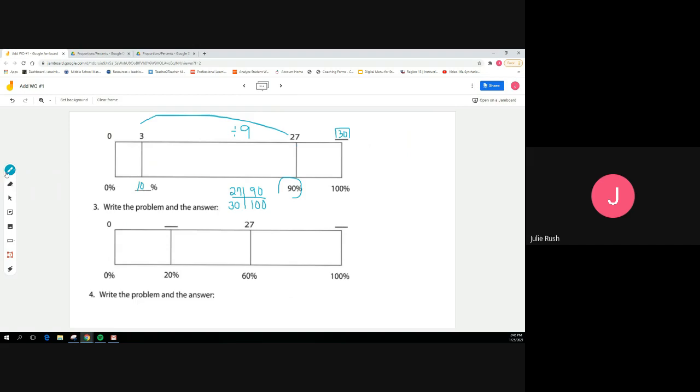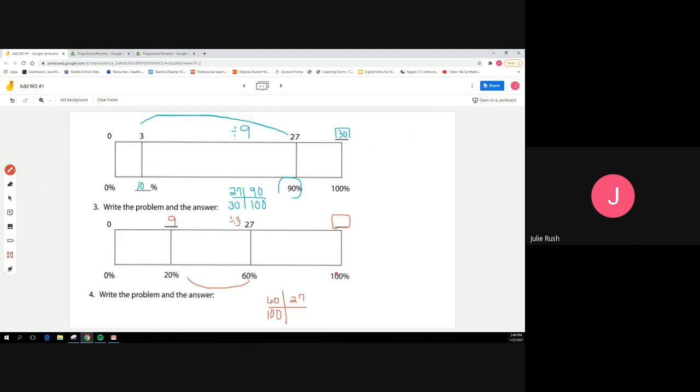Good job. And last but not least, number 4, 0 and 0%, 100. We're missing our total, so we know what our proportion will look like. We're going to start with our given one, which is 60%, is 27 of some number, which is going to be right there. 27 and 60, we went from 60 to 20, and that's dividing by 3. So I'm going to divide 27 by 3, and that gives me 9.